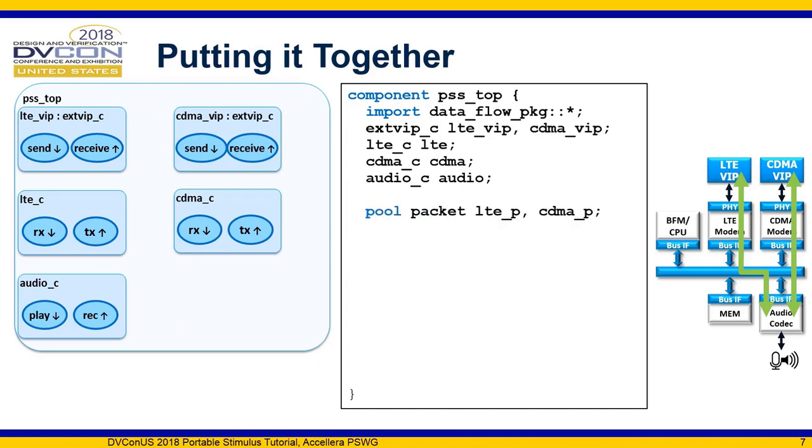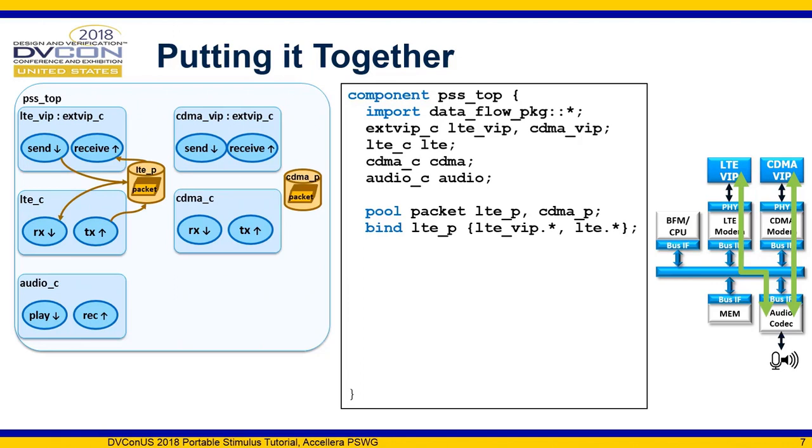Okay, now we construct a pool. A pool is a container, right? So we're going to create two buckets of packets, one called LTEP and one called CDMAP. Why are we doing this? To let us do two separate bindings. We take the pool of LTE packets and bind the LTE's VIP to the LTE component, and similarly bind the CDMA's packets to the CDMA component. So what this lets us do is have two buckets of these packets, and we are implicitly telling the tool that data for the LTE component can only come from the LTE VIP, and packet output from the LTE component can only go to the LTE VIP, and the same for the CDMA. So a lot of words, but basically it lets us connect the appropriate VIP to the appropriate component, right?